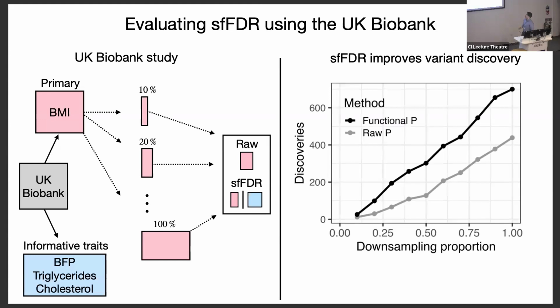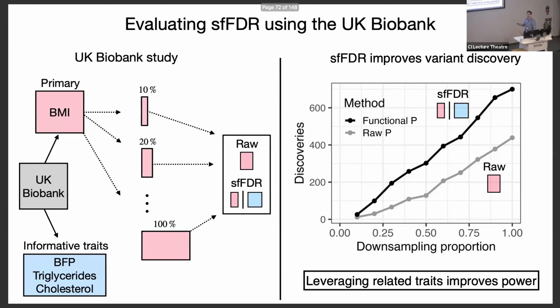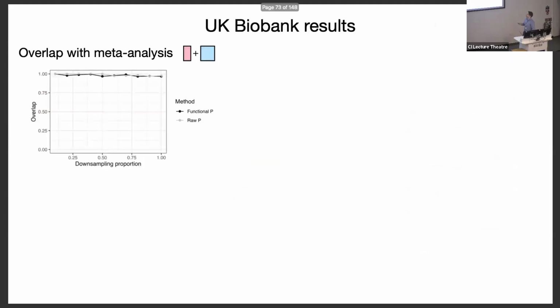And here we have a plot on the y-axis of the number of discoveries. On the x-axis is a function of downsampling proportion. And in gray are the standard p-values, and in black are the functional p-values. And we see across all downsampling proportions, we find an increase using the functional p-values. And so something we've kind of already known, which is when you leverage related traits, you can substantially improve your power. Now, then we asked of the new discoveries made by SIFTER, how many overlapped with a meta-analysis with the left-out data set, and we find nearly all the discoveries overlap.